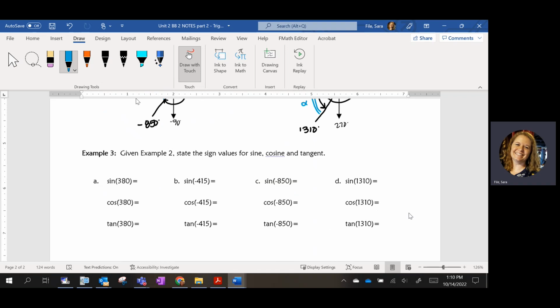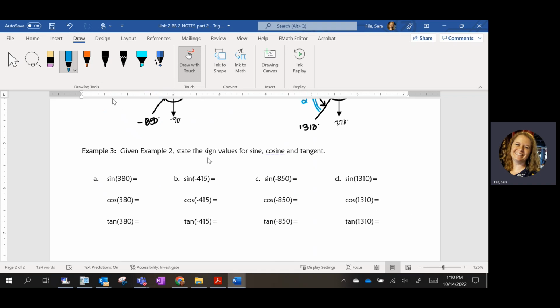All right, so this last section, we are just going to give the sign, S-I-G-N, the positive or negative sign of each of those from the previous example. So 380, negative 415, negative 850, and 1310. So we need to remember, what's that mnemonic? What's that memory trick for how to know which trig functions are positive in each quadrant? All students take calculus. All of them are positive in one: sine, tangent, cosine.